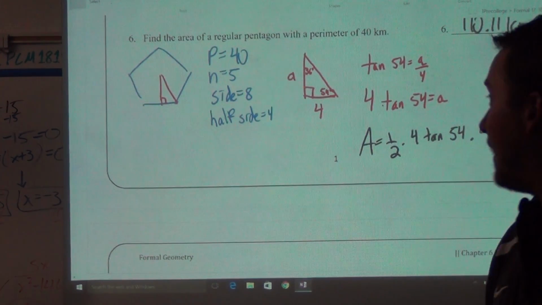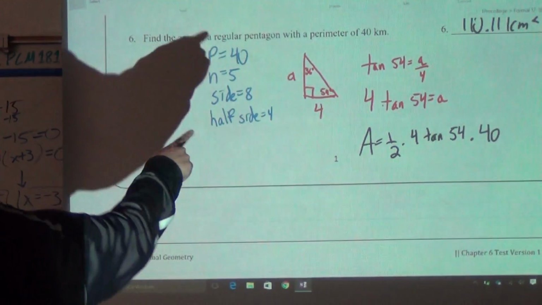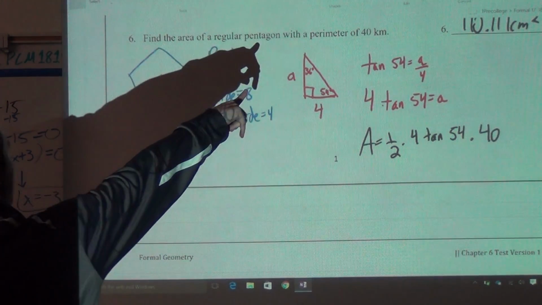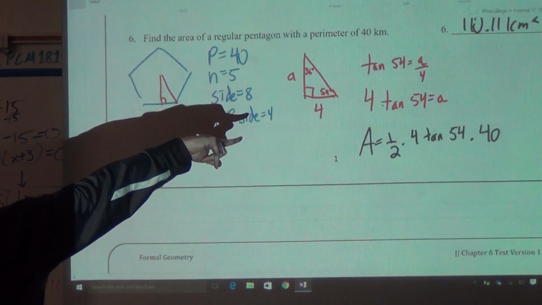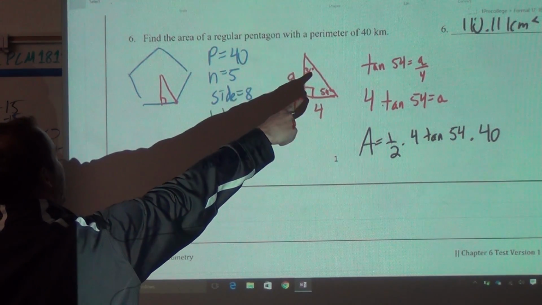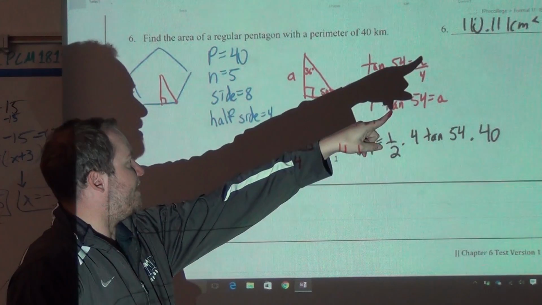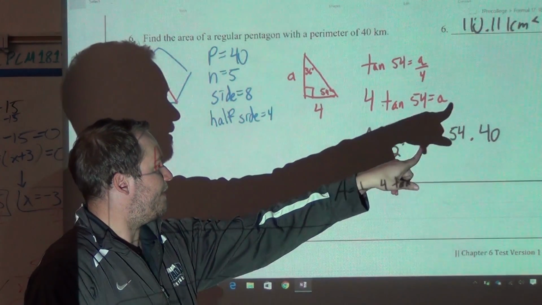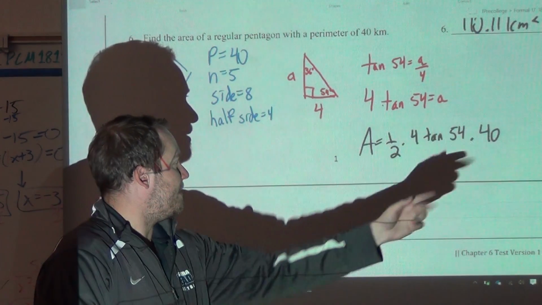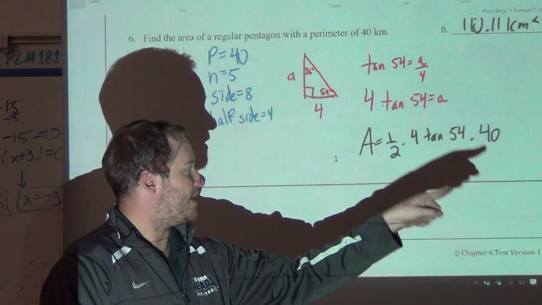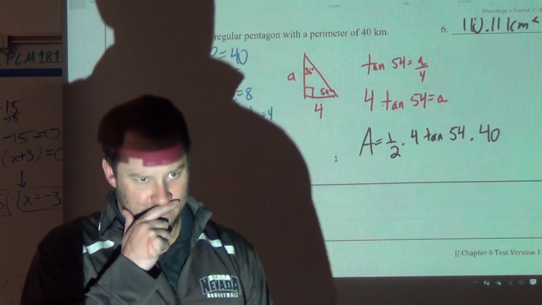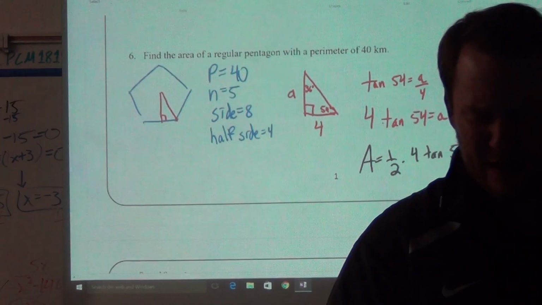We have a regular pentagon. We're looking at the perimeter is 40, n is 5 because it's a pentagon. Means each side is 8 and the half side is 4. The angles here are 36 and 54. Again, we'll set up a tangent of 54 is a over 4, so 4 tangent 54 is a. The area is going to be 1/2 times 4 tangent 54 times 40 for a grand total of 110 kilometers squared.